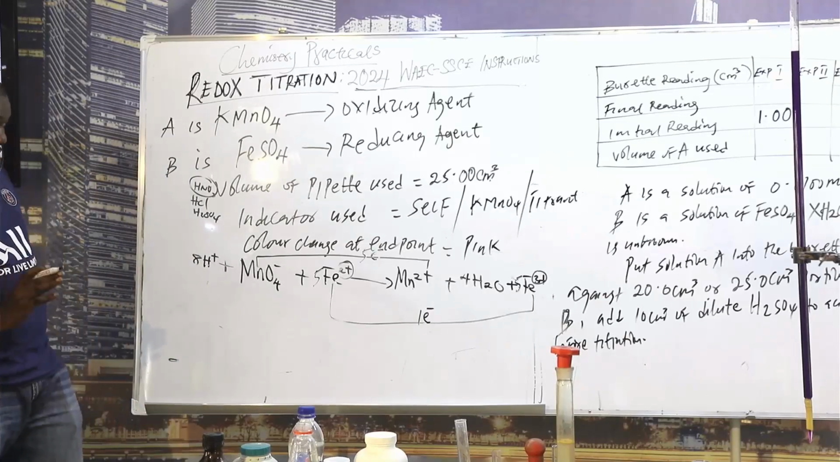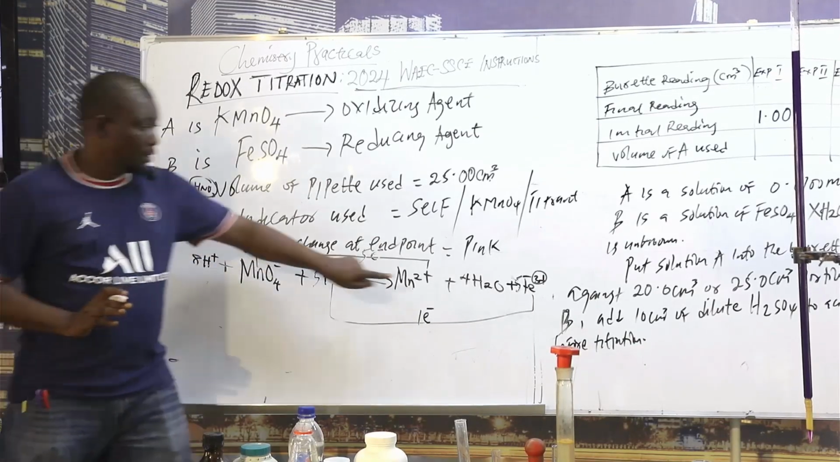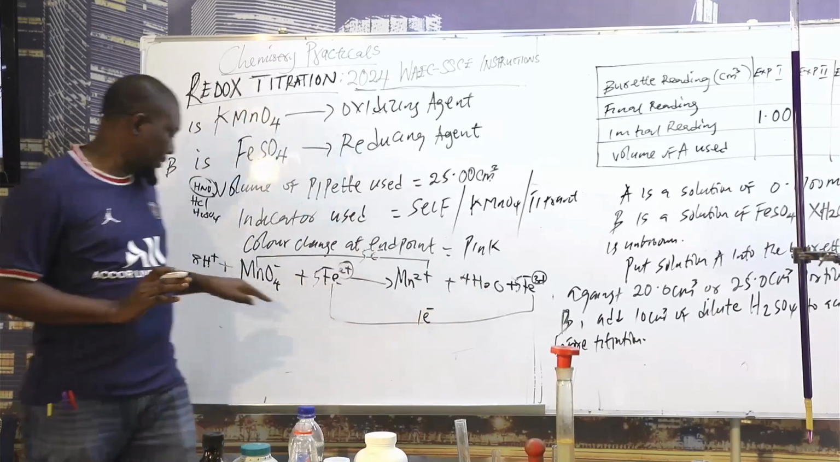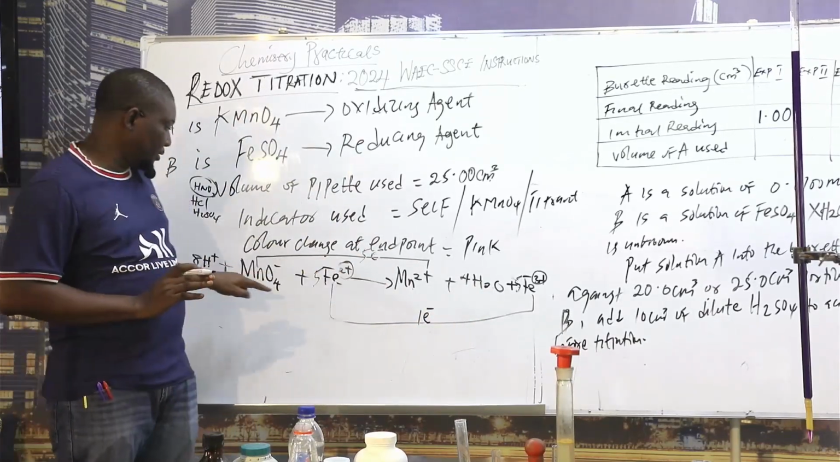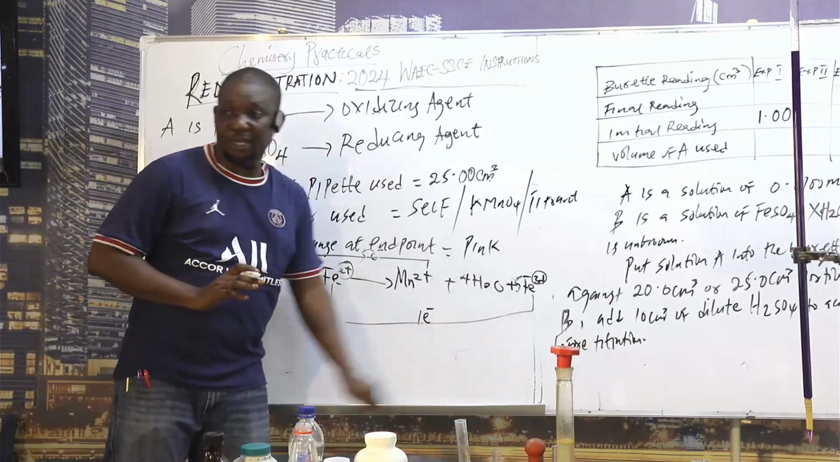Let us check if we are correct. How many H is here? 8. How many H is here? 4 times 2 is 8. Mn is 1, Mn is 1. O is 4, O is 4. Fe is 5. Fe is also 5.